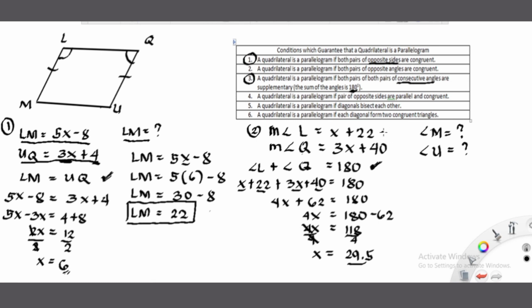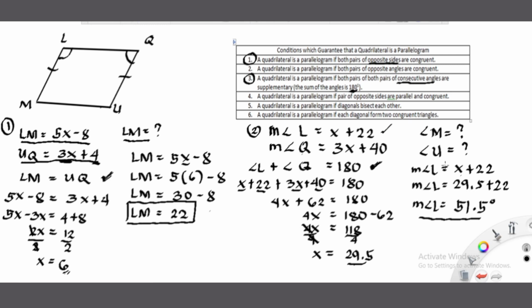So kung gusto natin isolve ang measurement ng angle L, so unahin natin yan. So the measurement of angle L is x plus 22. Substitute 29.5 to x. So this will become the measure of angle L is 29.5 plus 22. Alright? So the answer will be, so the measure of angle L is 51.5. So this is an angle, so there should be a degree. Alright? So, angle L is 51.5 degrees, pero hindi yan ang hinahanap natin. Ang hinahanap natin ay angle M and angle U. So, this is angle L. Ang sabi, ang measure niya ay 51.5 degrees.